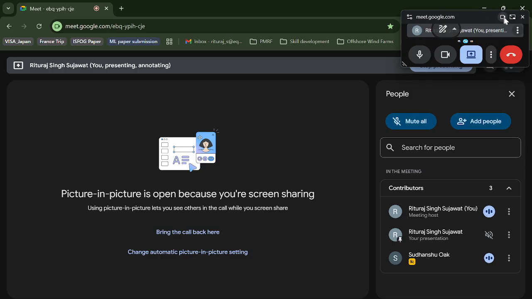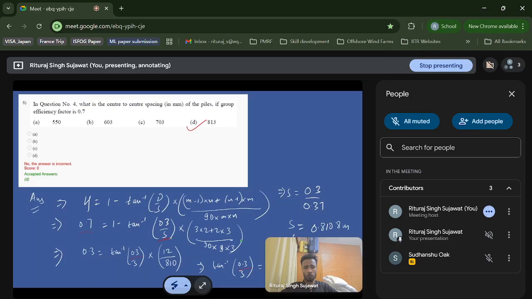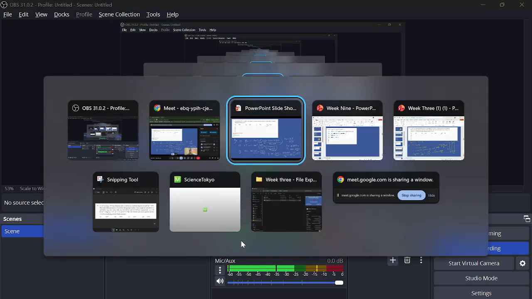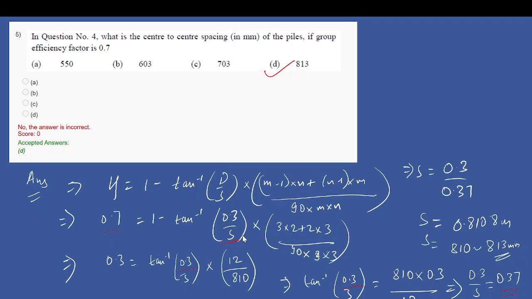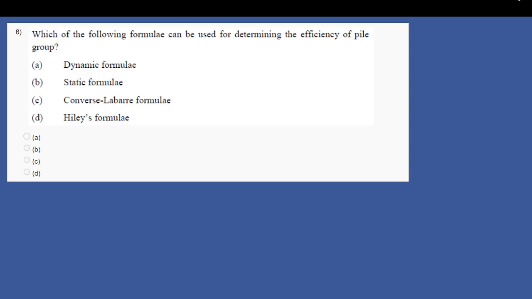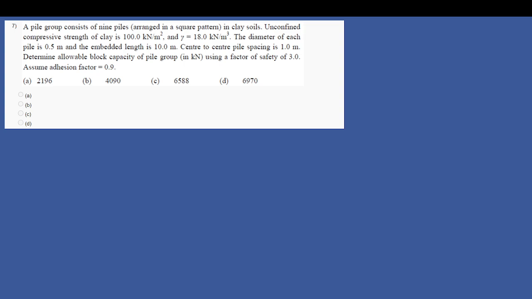Okay. Then let's move to question number six. Which of the following formula can be used for determining the efficiency of the pile group? Okay, we have already solved this, I guess. Converse-Labarre formula. Yeah, it's option C. Let's move to question number 7.